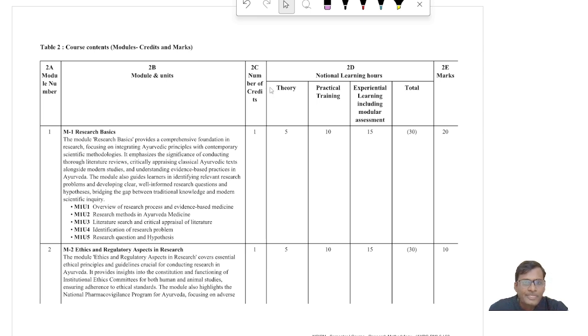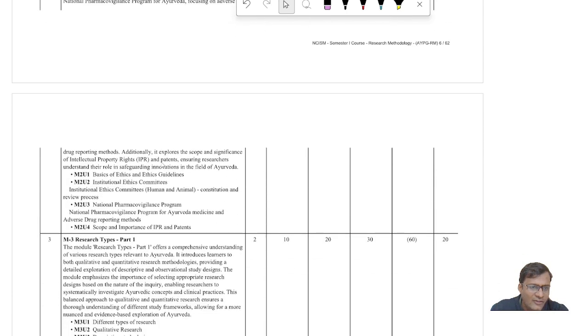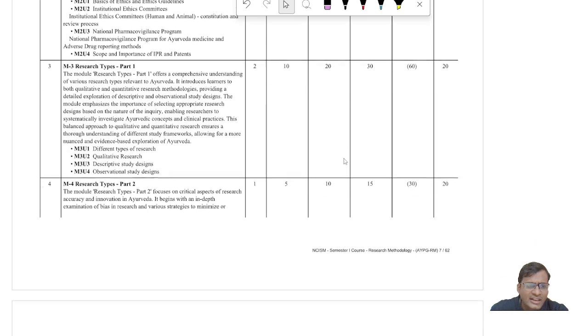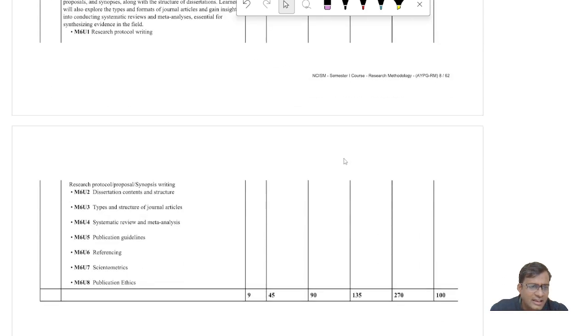Then the number of credits: as you have seen earlier, the first module has 1 credit, and this is the learning hours division. Theory is 5 hours, as I explained earlier, practical 10 hours, and experiential learning including the modular assessment, 15 hours. So the total is 30 hours. The total marks for the summative exam is 20. It is given in this particular table. This is nothing but the syllabus. Like that, all 6 modules have been given credits, learning hours and distribution of marks for the assessment.